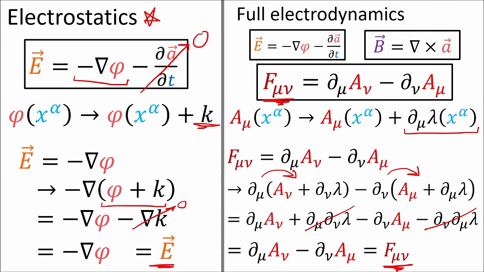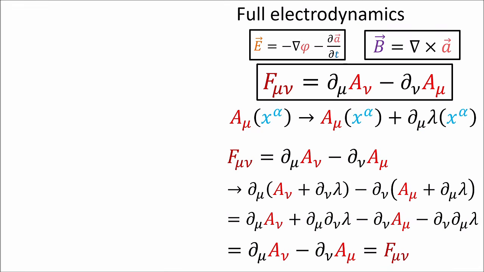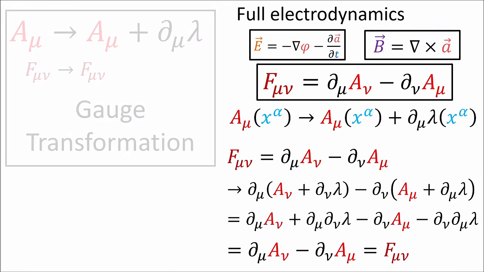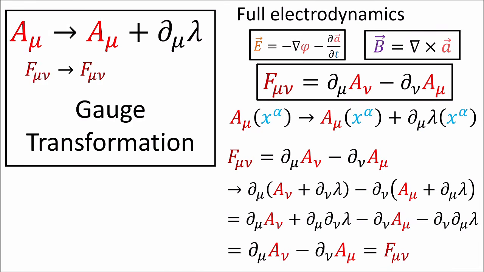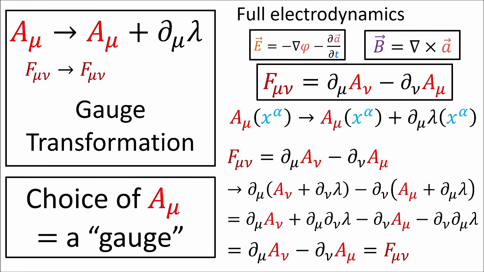So here we see that the F field is completely unchanged by this transformation of A, and there are multiple possible A potentials that lead to the same F field and the same physics. We call these types of field transformations that leave the physics unchanged gauge transformations, and the specific choice of A potential is called a gauge.